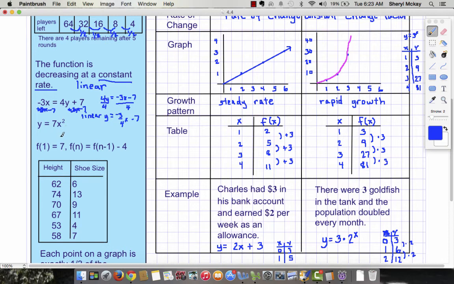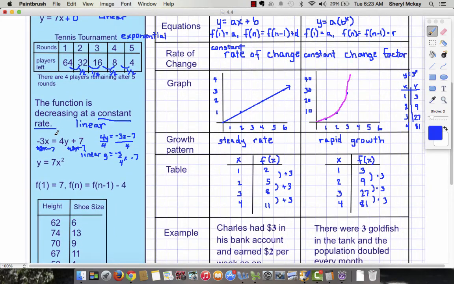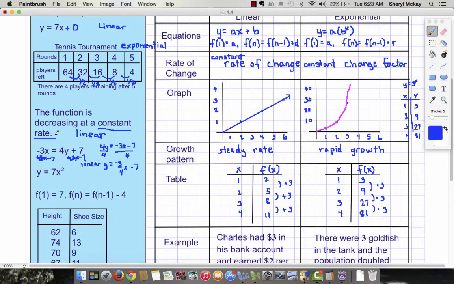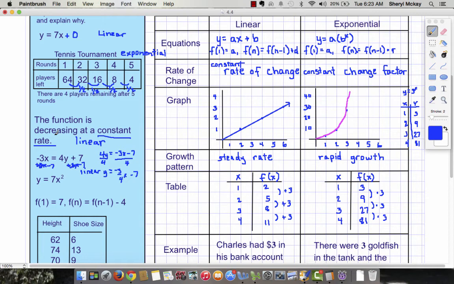Y equals 7x squared. Tell me if that is linear or if it is exponential or if it is neither. This one may have tricked you up because you might have seen that exponent and said, oh, it has an exponent, therefore it must be exponential. But I will tell you that it's neither. It is actually a quadratic, which we have not talked about yet.